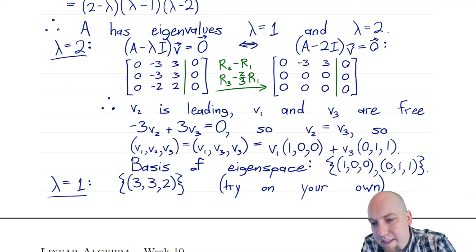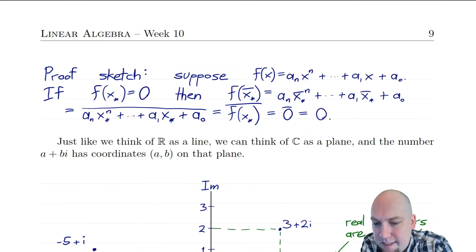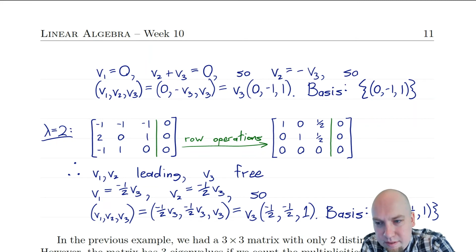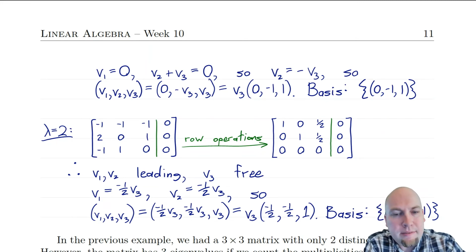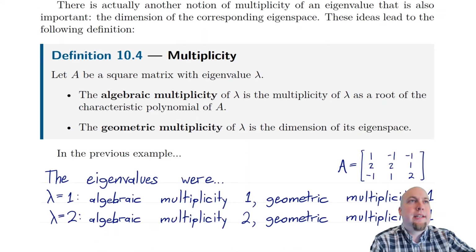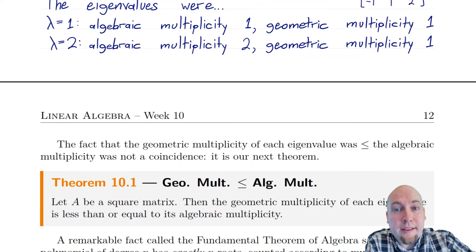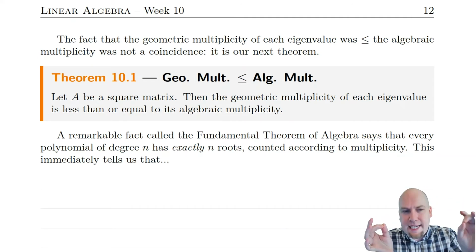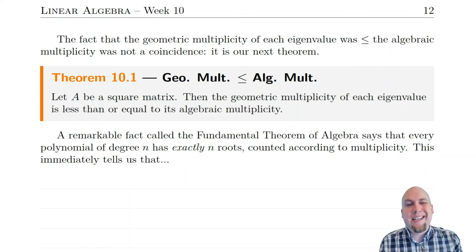So this maybe slightly hints at a possible theorem here. If we catalog what we've learned so far and the examples that we've gone through, we've seen a 3 by 3 matrix where the algebraic multiplicities are 1 and 2, and the geometric multiplicities are 1 and 1. And we've also seen an example where the algebraic multiplicities are 1 and 2, and the geometric multiplicities are 1 and 2. In every single one of those cases, geometric multiplicity isn't necessarily equal to the algebraic multiplicity, but it is always less than or equal to the algebraic multiplicity.